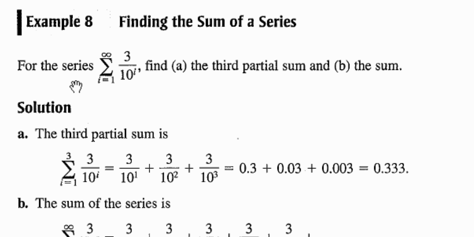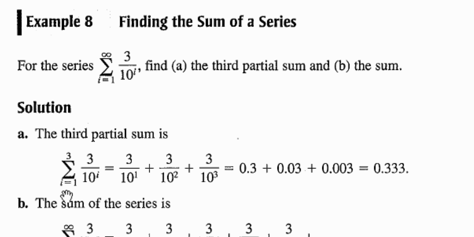For the series where i starts at 1, but actually goes to infinity, of 3 over 10 to the i, find the third partial sum, and then in part B, let's find the actual sum. So to find the third partial sum, instead of going to infinity, we're going to end at 3. So we're going to make this finite.